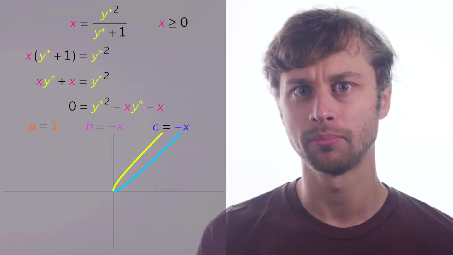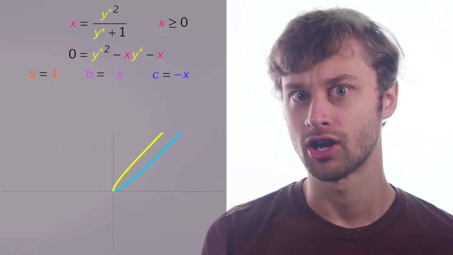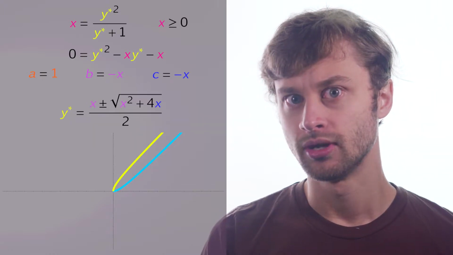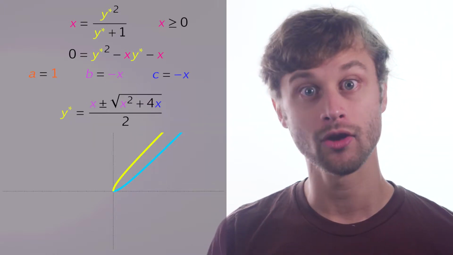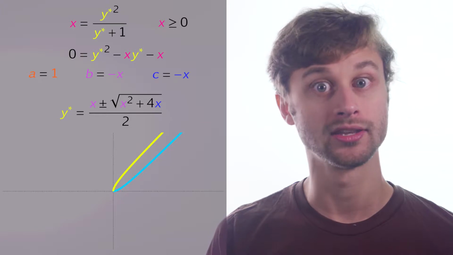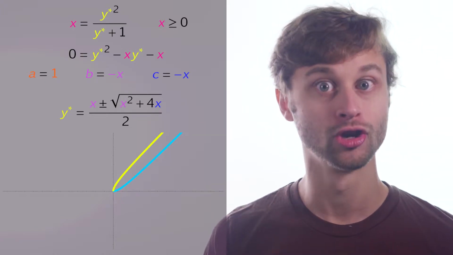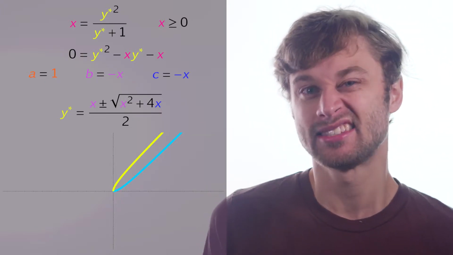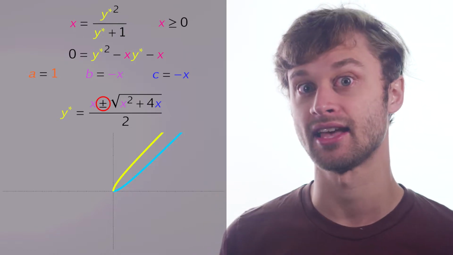So we get y star, plugging into the quadratic formula, is equal to x plus or minus the square root of x squared plus 4x, all over 2. Now that's basically it, except we still need to handle this plus or minus sign in there.